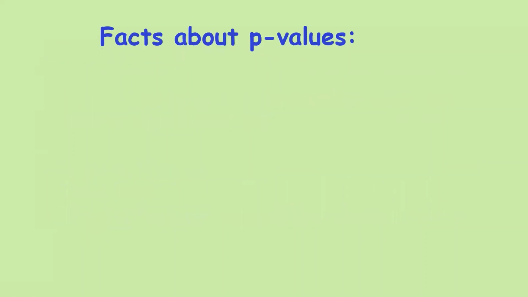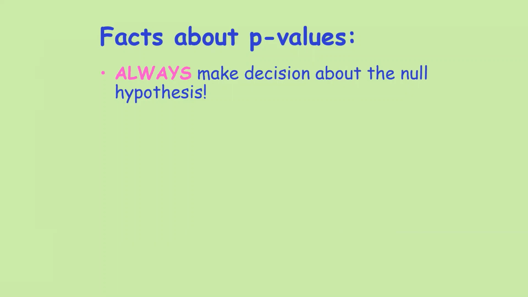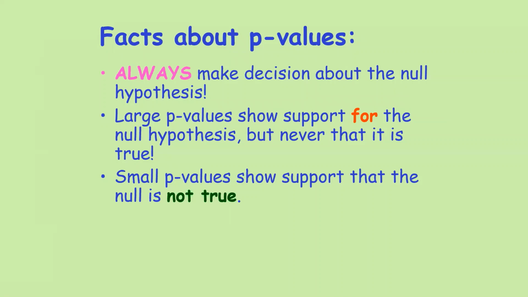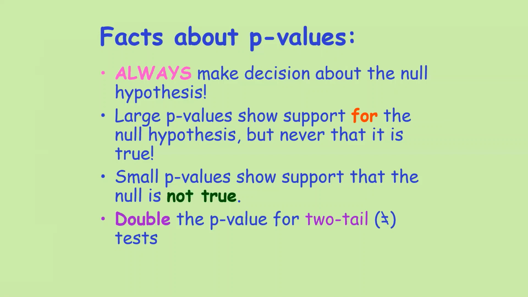So facts about p-values: always make a decision about the null hypothesis. Large p-values show support for the null hypothesis, but never that it is true. And small p-values show support that the null is not true. For a two-tail test, if you're doing a not equal test, you need to double the p-value. If you're utilizing a calculator to find p-values, which I'll show you how to do in a minute, the calculator will automatically double it for a two-tail because you have to input that you are doing a two-tail. But if you're doing calculations by hand, you need to double the p-value.